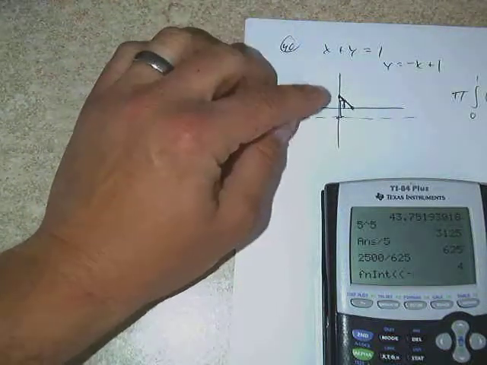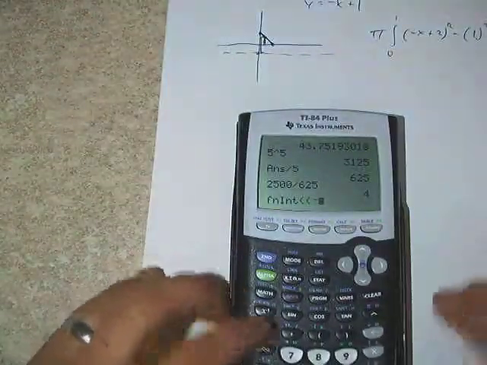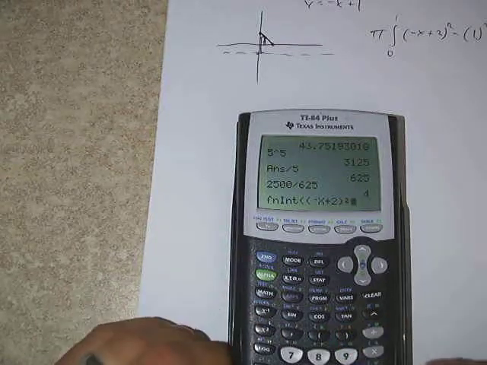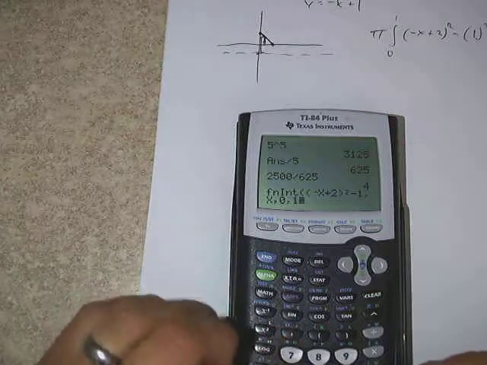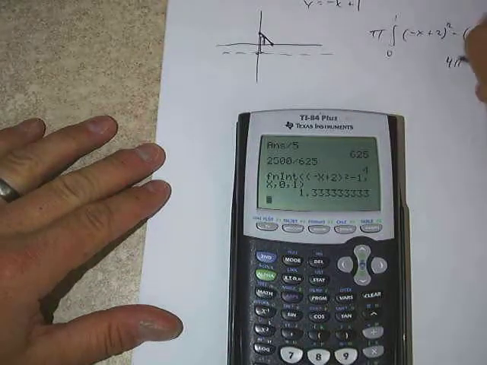Why do you do plus 1 function? Again, we need the distance from here to here. That's the outside radius of the washer. So it's got to be from the outside of the washer to the revolving line. So ultimately, the function gets you to the x-axis, and the plus 1 gets you to the minus 1 line.